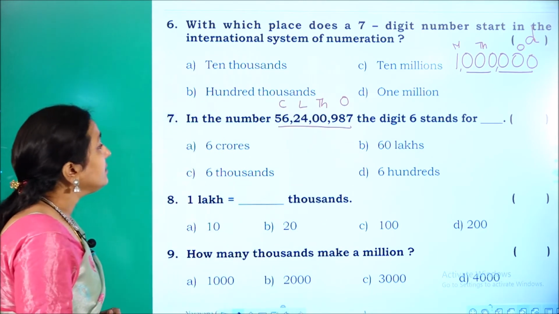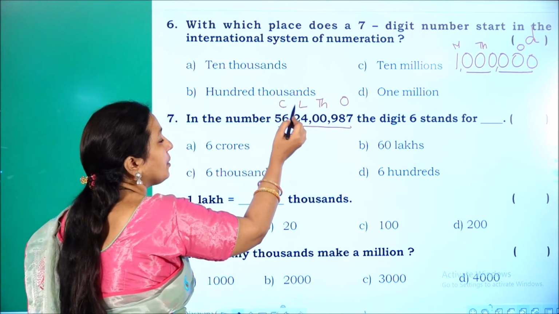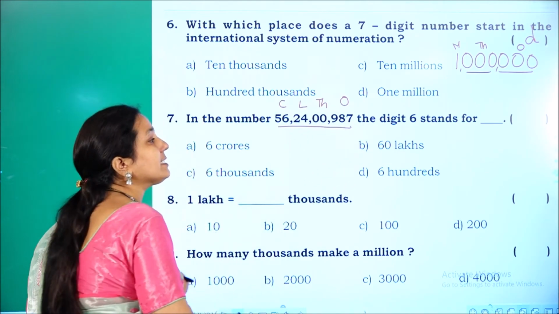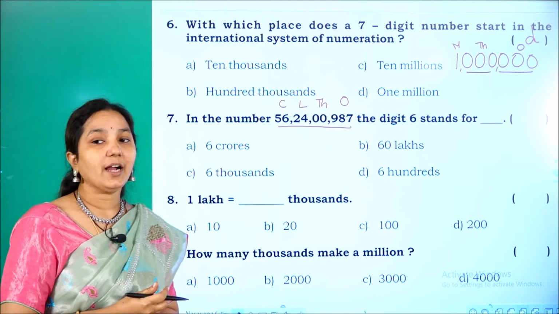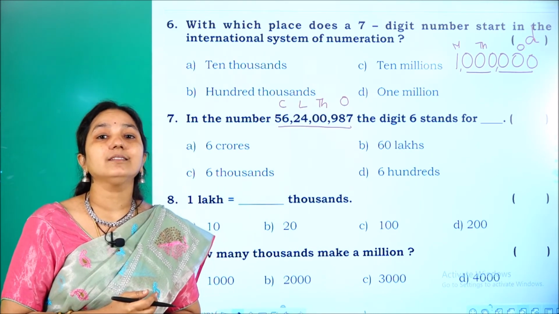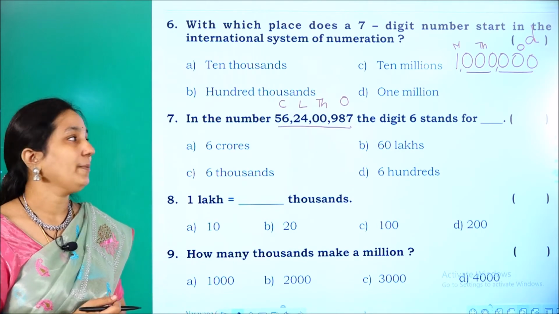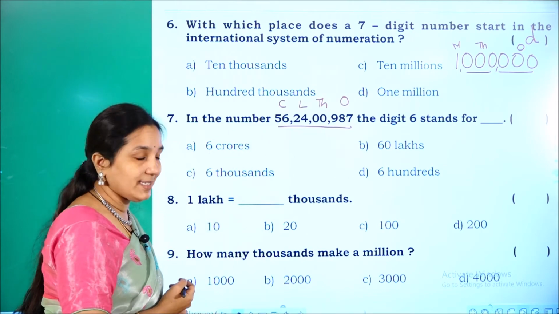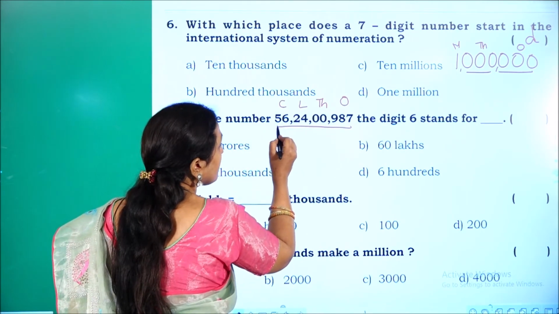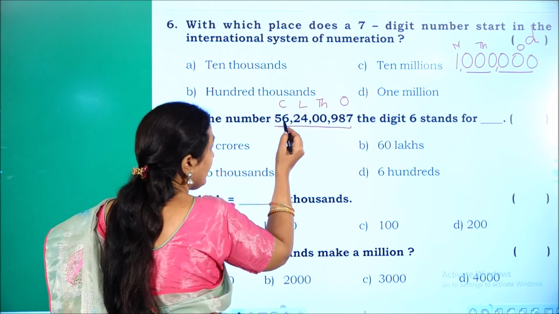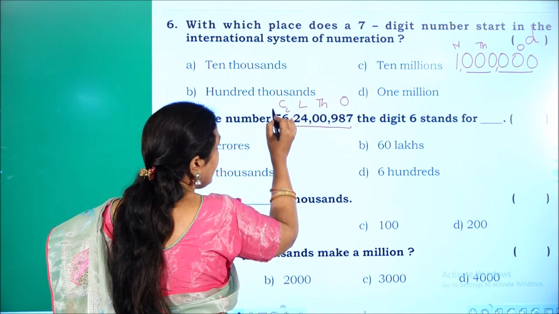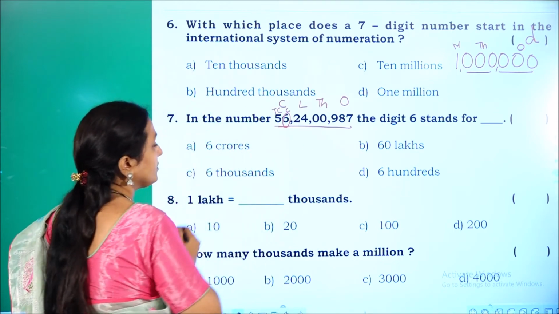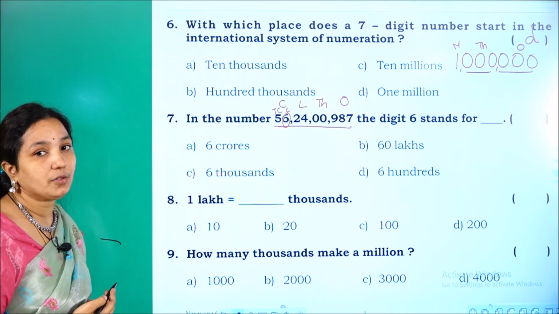Okay children, in the number 56 crore 24 lakh 987, the digit 6 stands for. So what do we have to find here? We have to find the place value of 6. Here, in the crores period we have 2 places, that is crore and 10 crore. So the 6 we have is in the crores period.